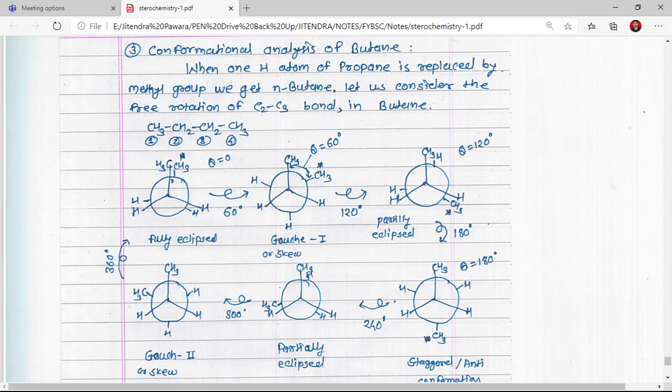This gauche or skew conformation is comparatively less stable than staggered conformation, and more stable than eclipsed and fully eclipsed conformation. It occurs at 60 and 300 degree dihedral angle. So it is the second most stable conformation after your staggered conformation.